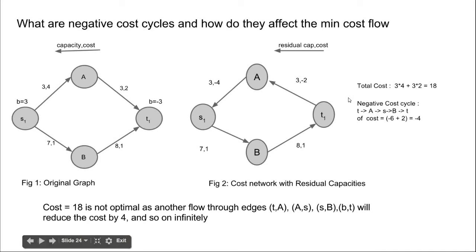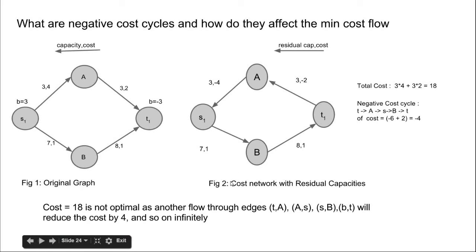Next, the second important thing in the algorithm is finding a negative cost cycle. Now what are negative cost cycles and how do they affect the min cost flow? Let's say figure 1 is an original graph, an original min cost flow network graph. Here it has one supply node and one demand node.